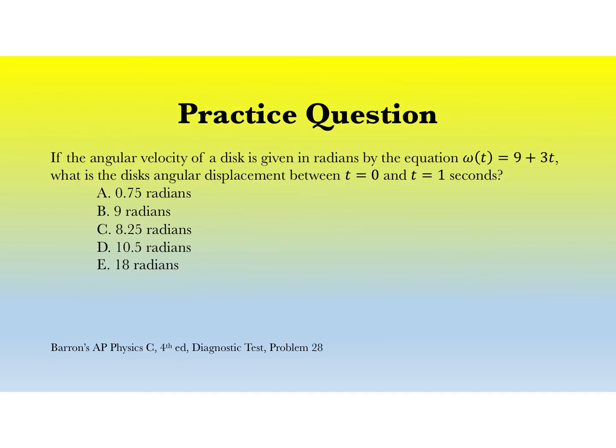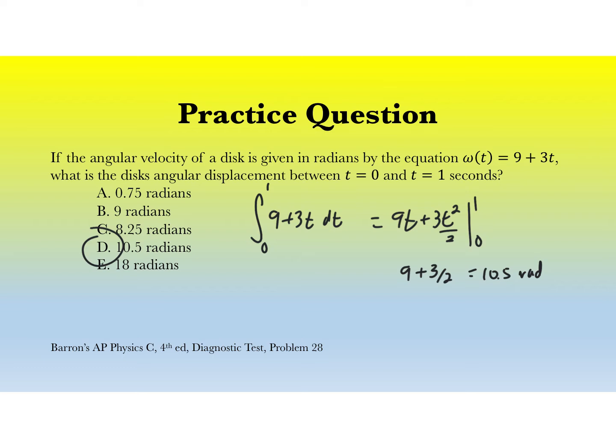So then we can actually start getting into equations for these functions. So here we have an angular velocity on a disk given in radians per second by the equation omega of t equals 9 plus 3t. And now we want angular displacement. So using the function, see if you can find the angular displacement from t equals 0 to 1.